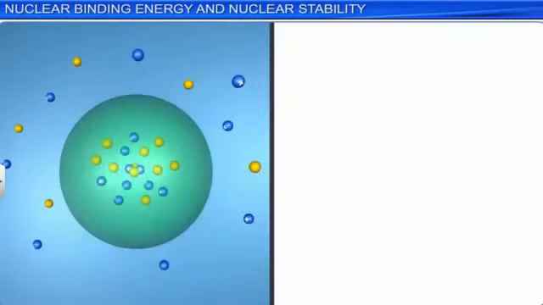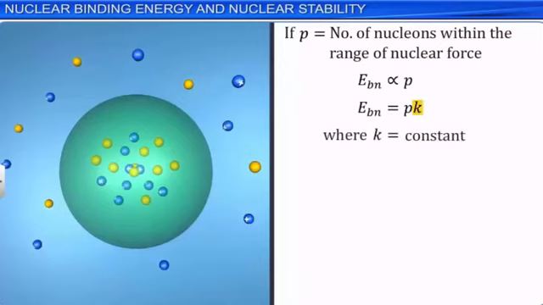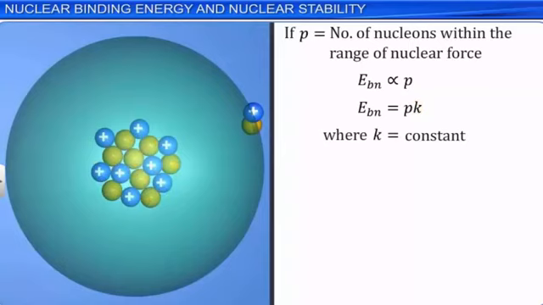If a nucleon can have P neighbors within the range of the nuclear force, then its average binding energy will be proportional to P and hence can be written as pK, where K is a constant having the dimensions of energy. If nucleons are added to the nucleus to increase its mass number A, there would be very little change in the average binding energy of each nucleon, as most of the nucleons inside a large nucleus reside well inside the nucleus and not on the surface. Hence, the average binding energy remains constant and is approximately equal to pK.